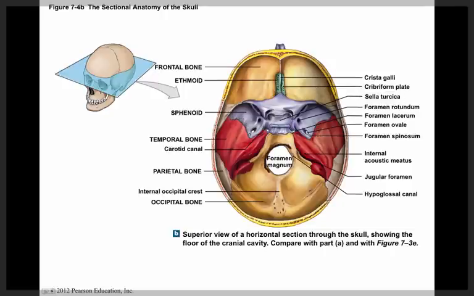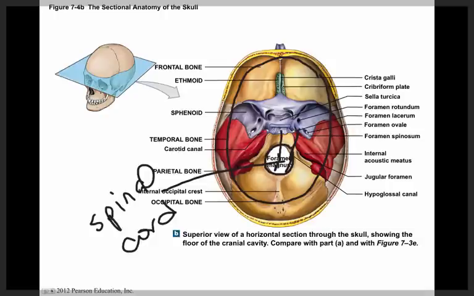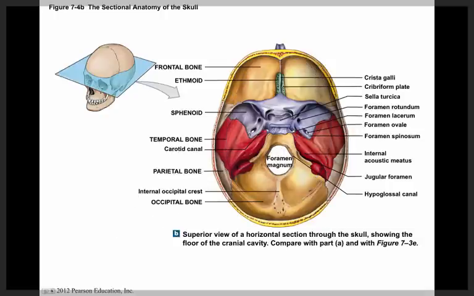Inside that sella turcica sits the pituitary gland. We can also see the foramen magnum. So the whole brain sits up here inside the skull. Extending down from the brain is a brain stem. And right when the brain stem gets through the foramen magnum, it's now called the spinal cord. We also see part of the ethmoid bone. The ethmoid bone has the crista galli and the cribriform plate. The crista galli is the extension dividing the right and the left cribriform plates.